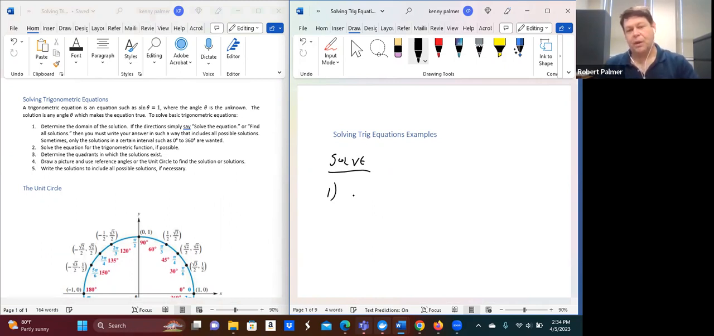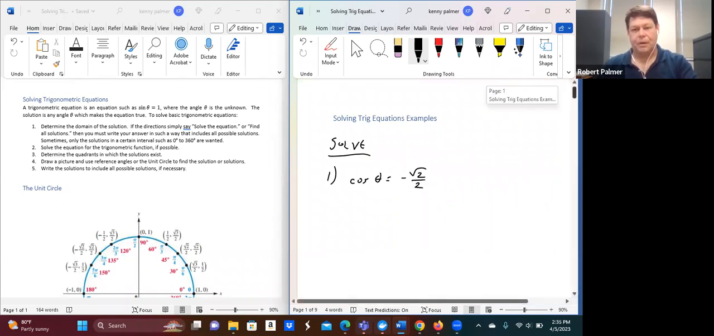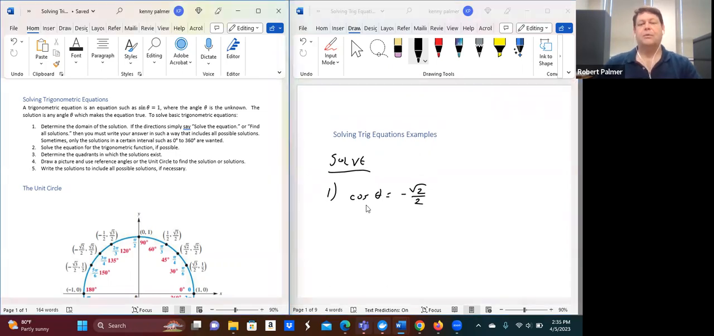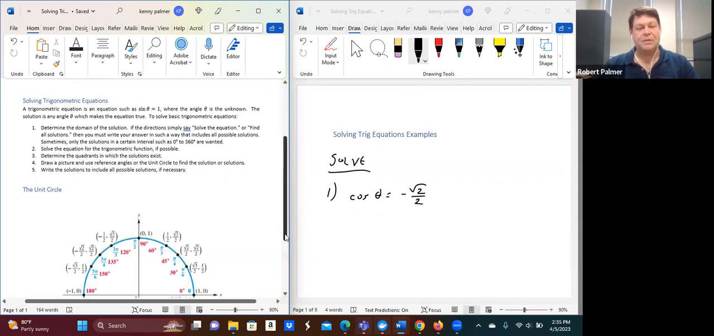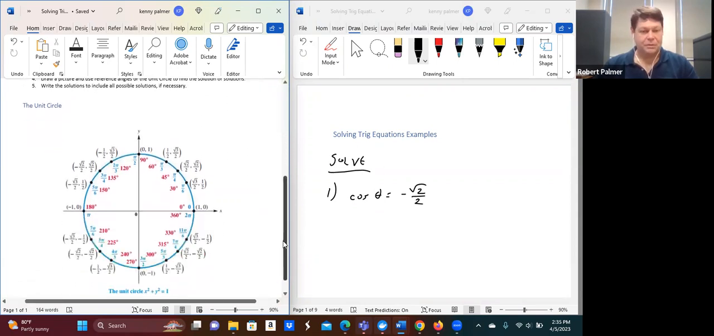So let's say number one, we have the cosine of theta is equal to negative square root of 2 over 2. So also number 2, solve the equation for the trigonometric function if possible. So if the trig function is not by itself, and there's only one, we try to do that first. In this case, it already is. So now let's look at the unit circle. I've attached the unit circle here for easy reference.